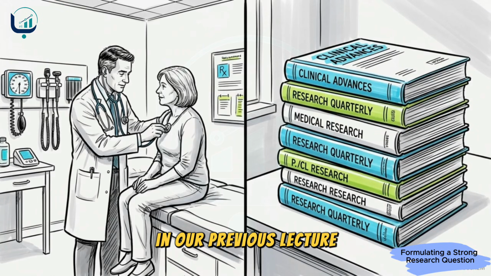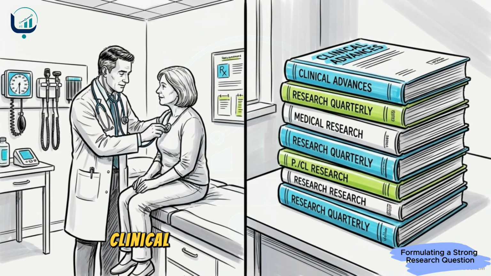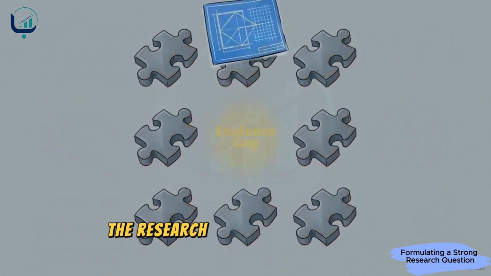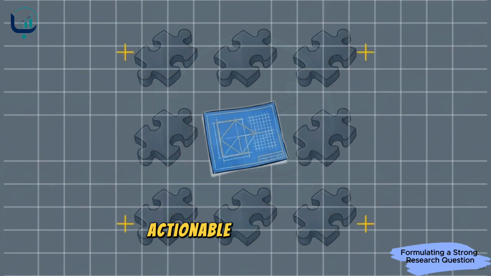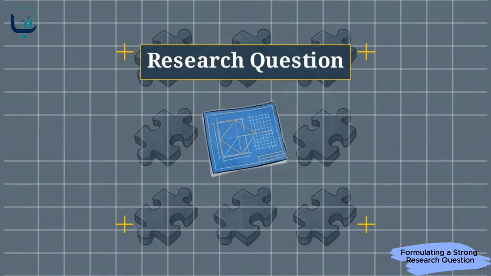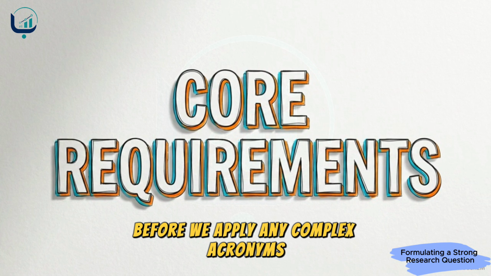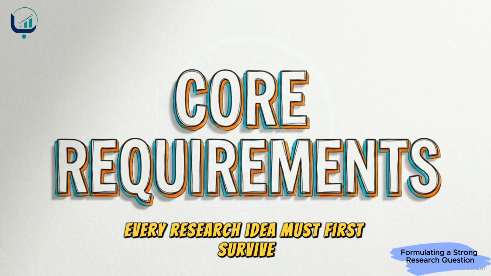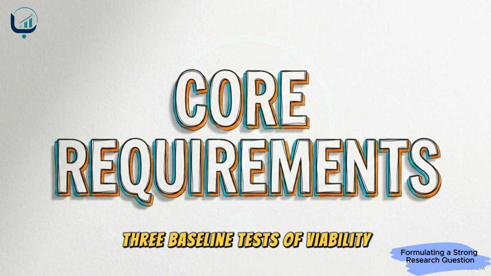In our previous lecture, we covered how to move from a raw clinical observation to identifying a specific gap in the current literature. A literature gap identifies what is missing from the evidence. The research question dictates the exact actionable blueprint for uncovering it. Before we apply any complex acronyms or methodological frameworks, every research idea must first survive 3 baseline tests of viability.